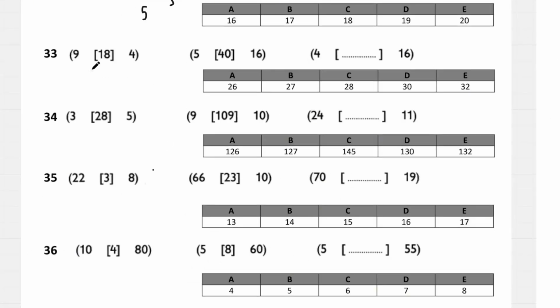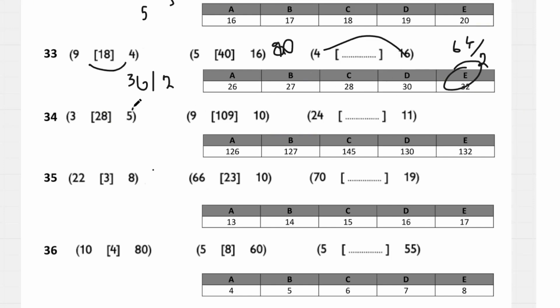Question 33, we can multiply them to get 36, divide that by 2 to get 18, multiply 5 and 16 to get 80, divide that by 2 to get 40, so multiply them, that's going to be 64, divide that by 2, we're going to get 32, which means we get E.